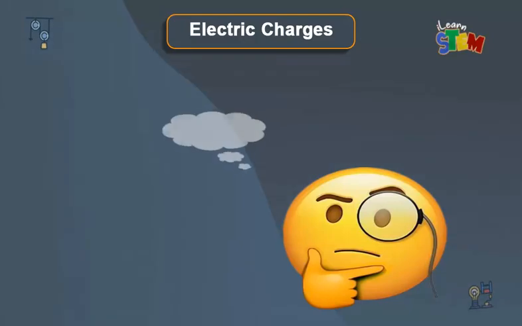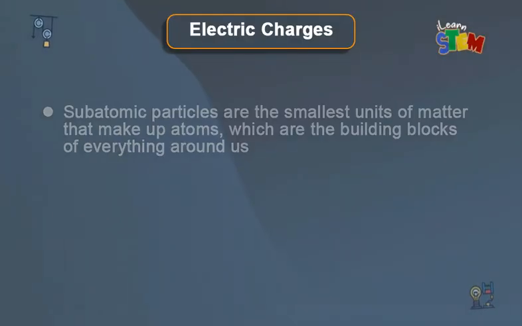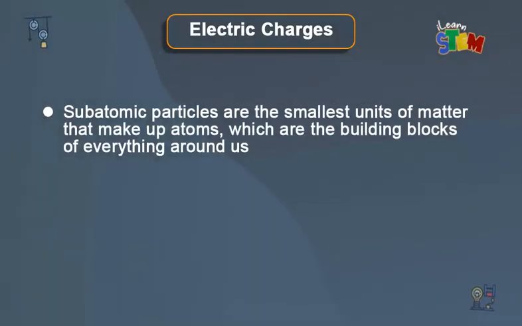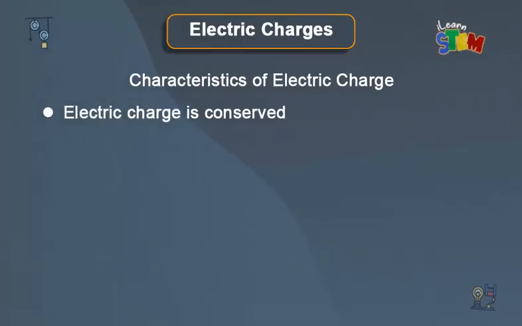Now, some of us might be confused by the word subatomic particles, so let me break it down for you guys. Subatomic particles are the smallest units of matter that make up atoms, which are the building blocks of everything around us. Some of the characteristics of electric charges are: electric charge is conserved, meaning it cannot be created or destroyed, only transferred from one object to another.